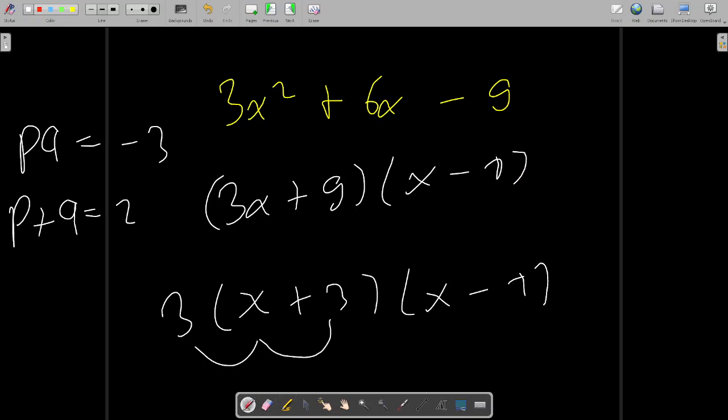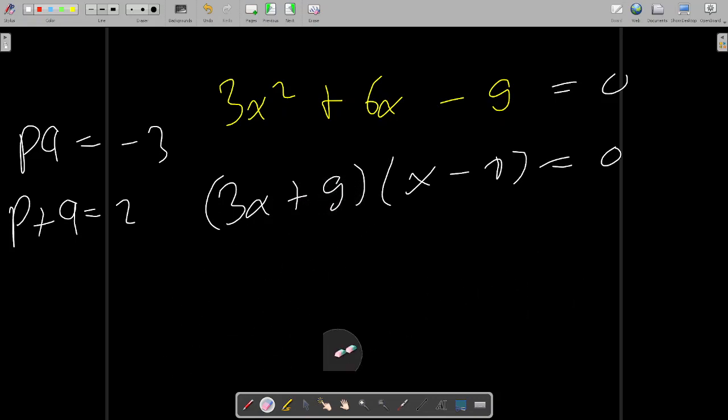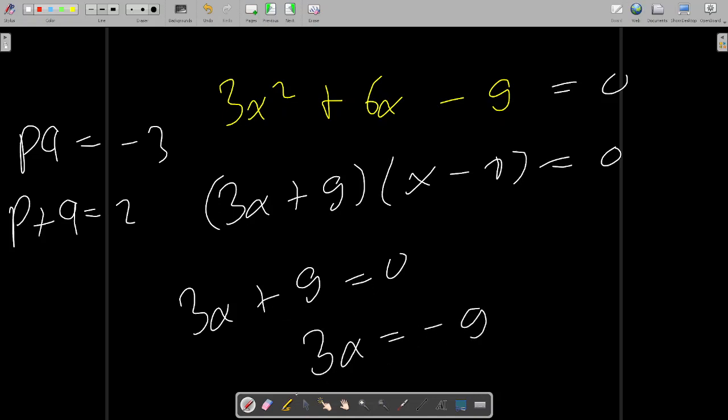Now let's just find the roots of this equation. Let's put both of these to 0. You can find the roots of this one or this one, it'll just be the same thing. Alright. First bracket, let's find the root of it. 3x plus 9 equals 0. Let's subtract 9 from both sides, making it 3x equals negative 9. Now let's divide 3 from both sides, leaving us with x.